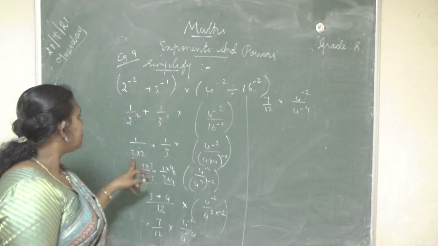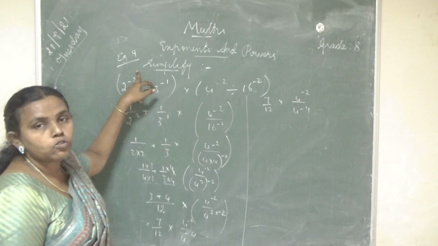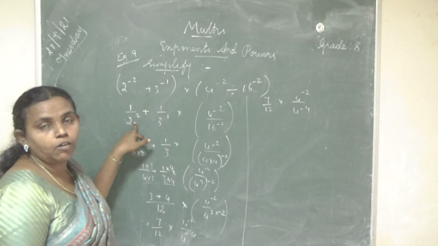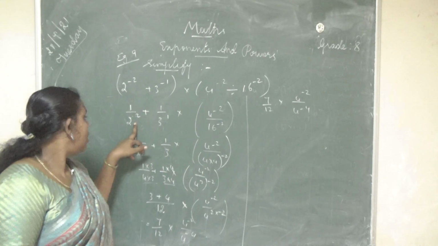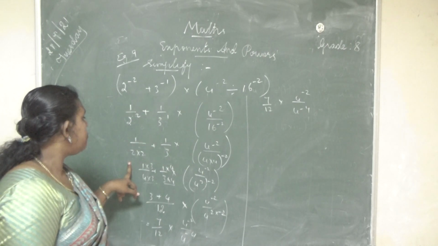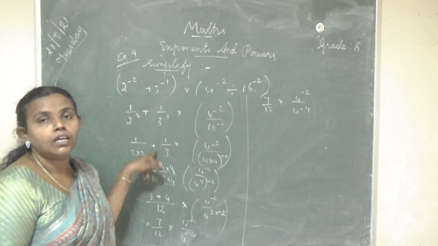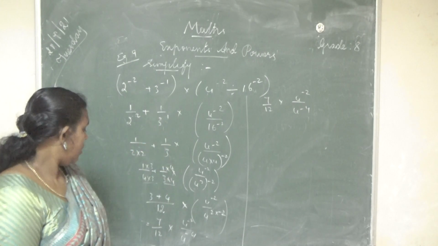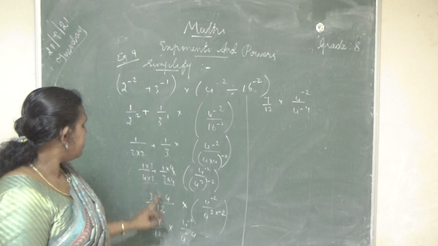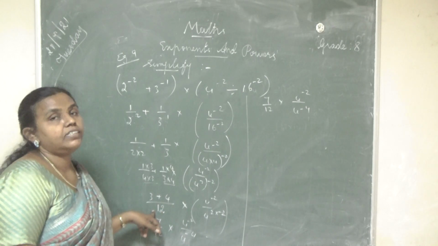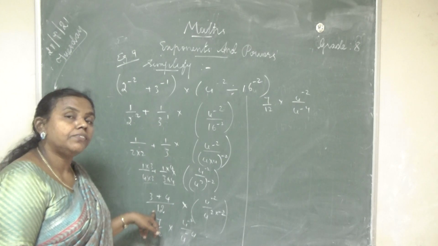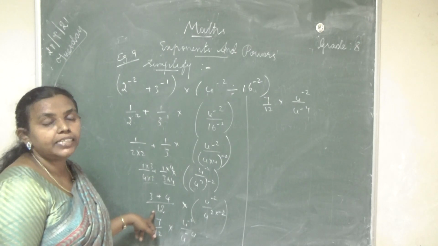Okay, how did I get this 4 here? 2 power minus 2. This is a negative exponent. If I bring it down, I'll get a positive exponent. Okay, so 1 by 4 plus 1 by 3, that is LCM 12. Whatever you have learned, that is what I am saying, you have to apply in every problem.